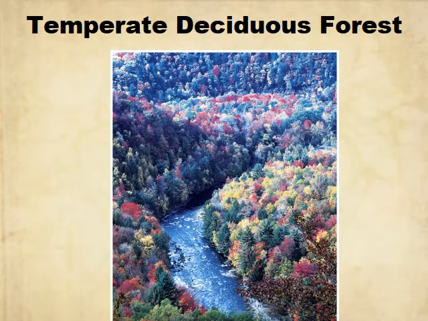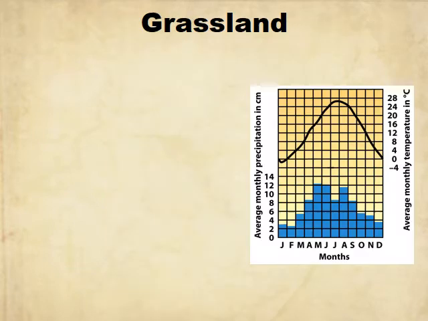This is what it looks like. We're coming into leaf peeping season. That's where people go out and they look at all the different colors on the trees. A lot of people travel up into New England to go do that.